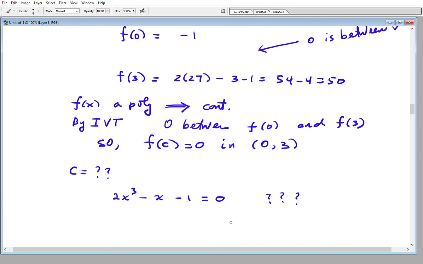In the book they have a couple of questions. Right, 1 works. Try it, x equal 1. So that's just guessing. 2 minus 2 minus 1 equals 0. And 1 is in 0, 3.